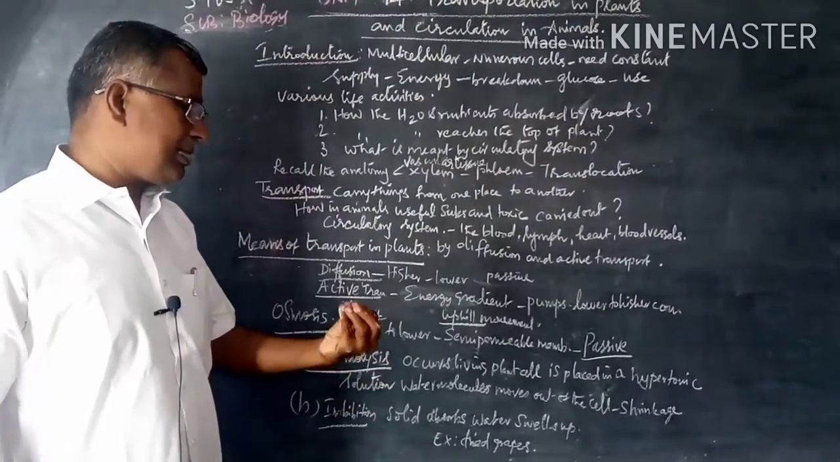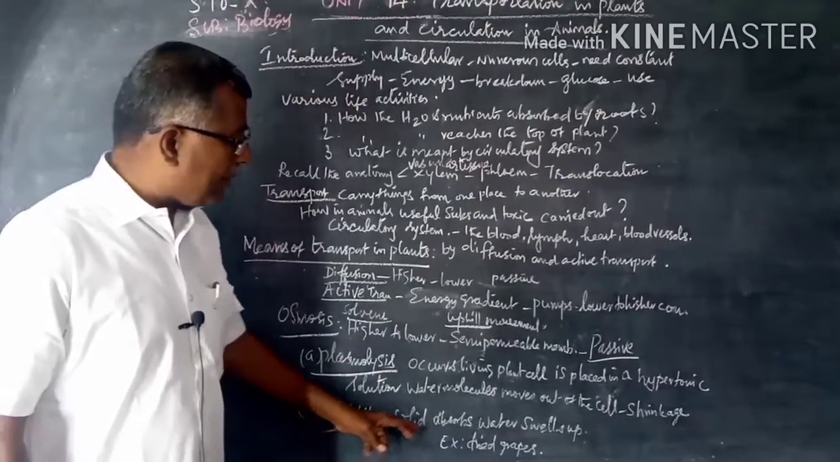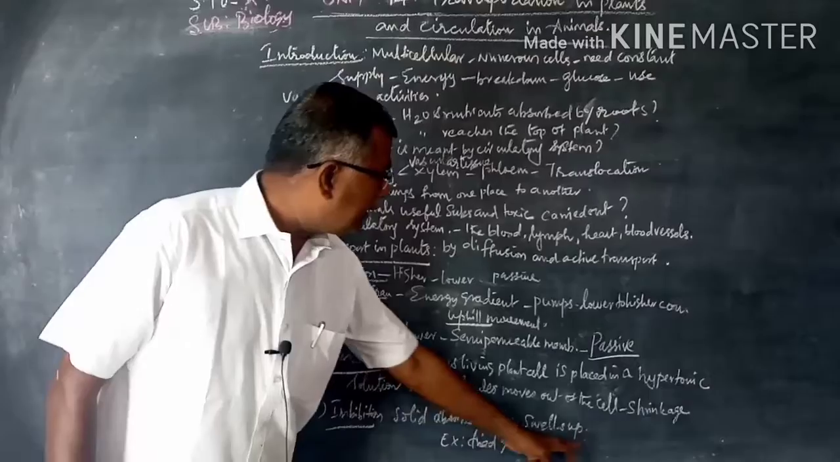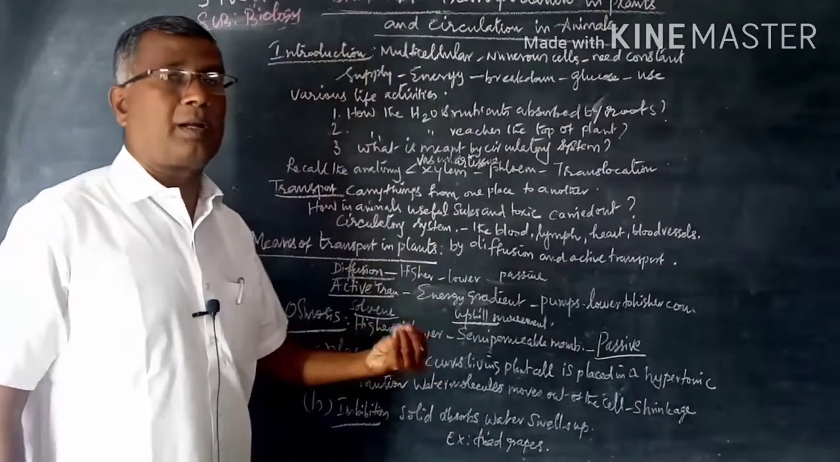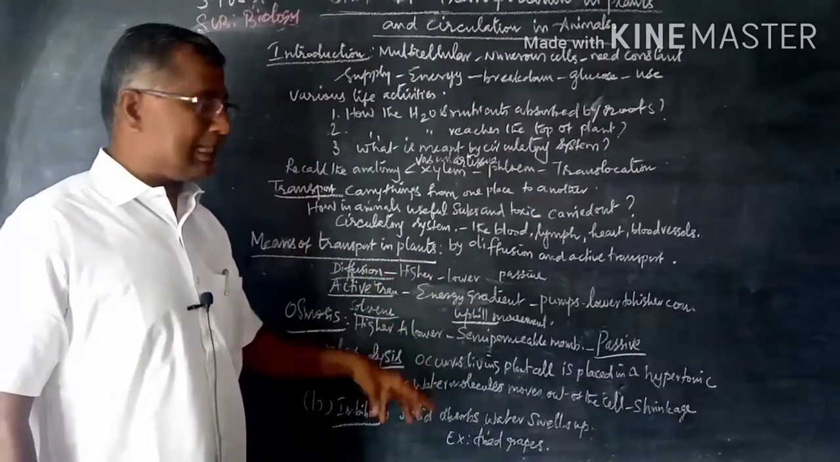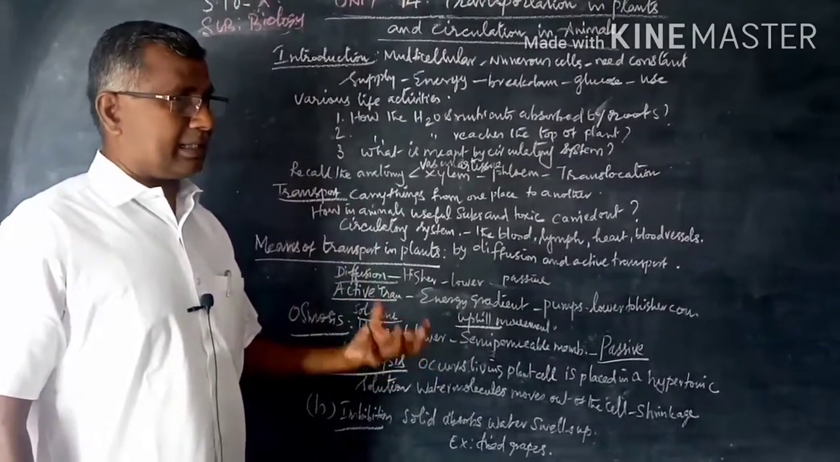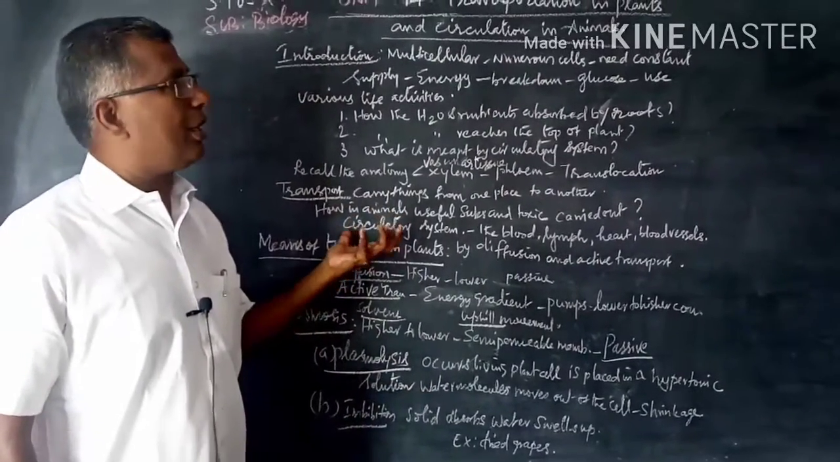Imbibition. So imbibition means swelling up. The general meaning is swelling up. That is, the solid absorbs water and then swells up. Example, dried grapes. If we put dried grapes in water, by morning they will swell up nicely. Likewise, the seeds absorb the water molecules, and then only it will emerge out.